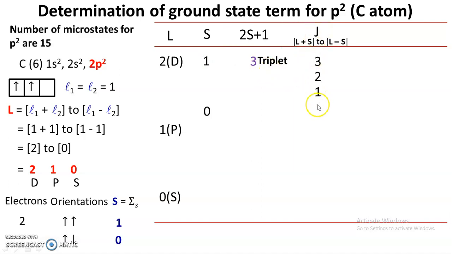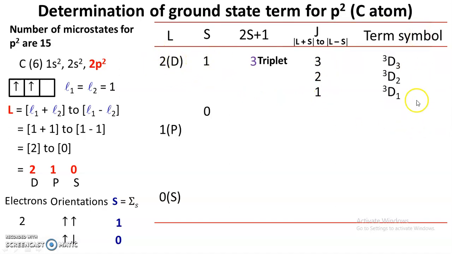Then the possible J values: the value of J ranges from L plus S to L minus S. Here L is equal to 2 and S is equal to 1. So 2 plus 1 is equal to 3, and 2 minus 1 is equal to 1. So the maximum value of J is 3 and the minimum is 1, and each J value differs from its neighboring value by 1. So the possible J values are 3 to 1 for this set of L and S values.